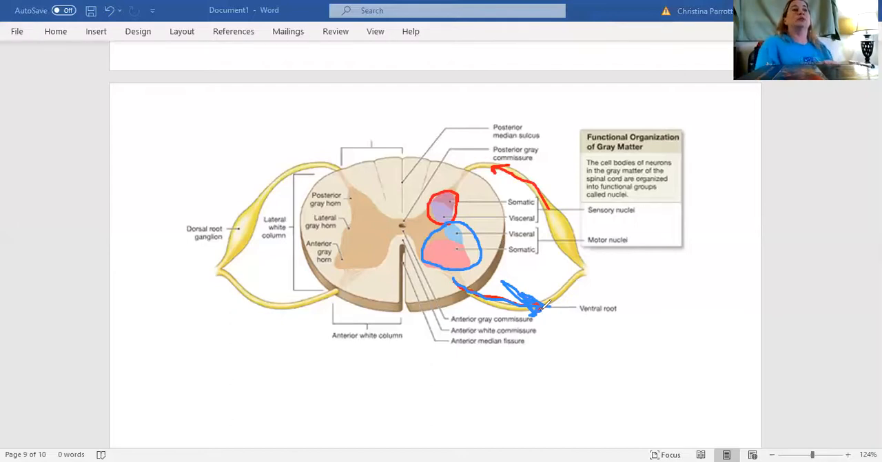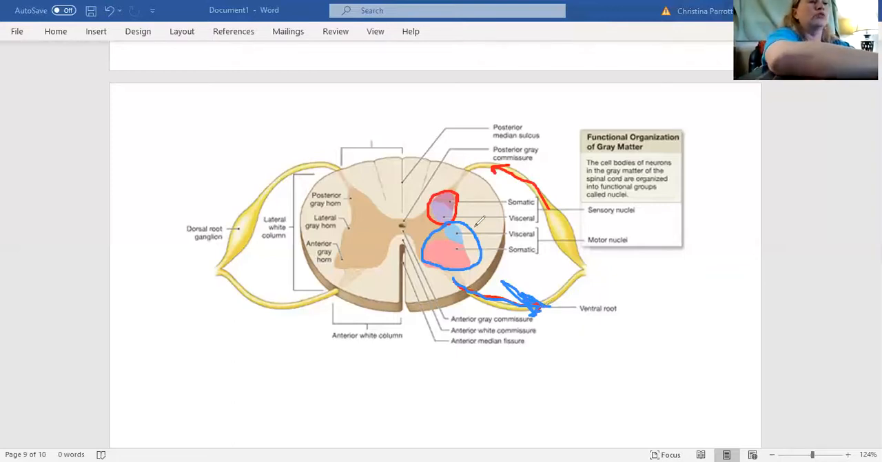So somatic is going to be going to your skeletal muscles, your skin, and then your visceral is going to be going to the guts. So to your heart, to your stomach, to your bladder, okay? So your somatic is going to be towards the outside and your visceral is going to be towards the inside because, of course, your skin and muscles are towards the outside of the body and the guts are towards the inside. And visceral, the slang for visceral is guts, okay?